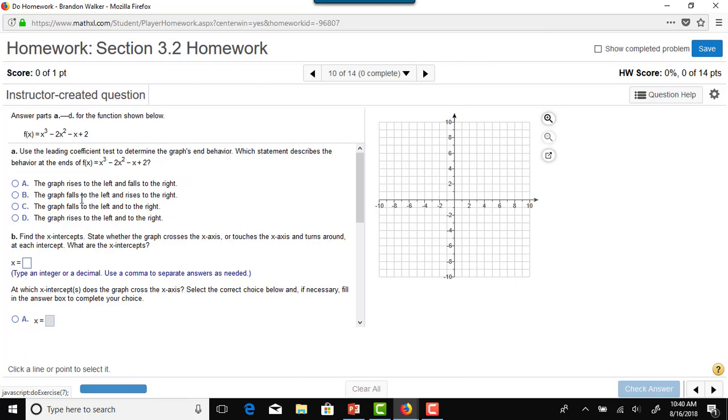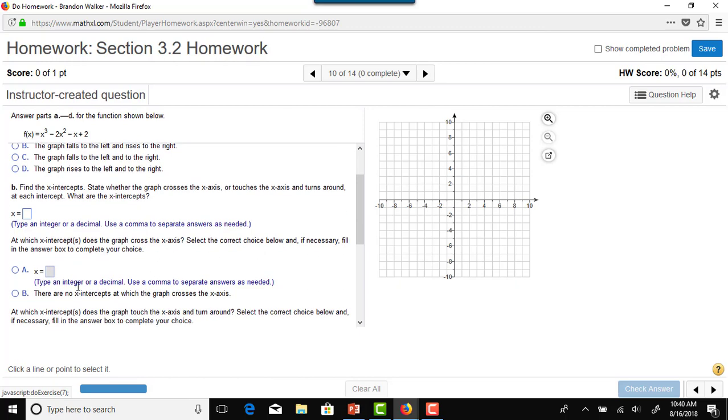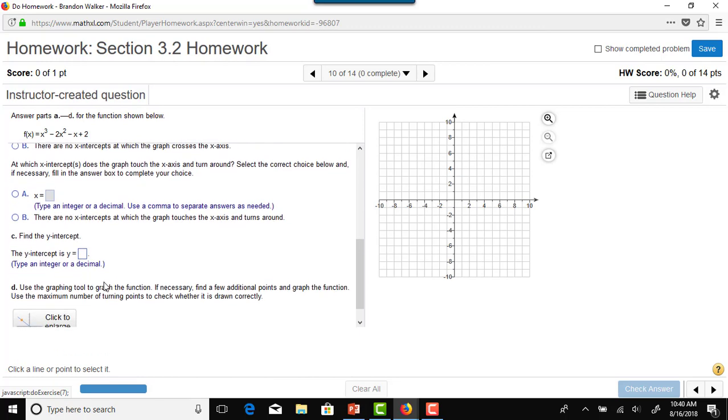In my case, the graph falls to the left and rises to the right. So as I go left, it goes down. As I go right, it goes up. So I would choose option B there. And then I have my zeros, and I can tell whether it crosses or touches and turns. In this case, all three of my zeros cross the x-axis. And then I was able to find my y-intercept. So you could answer those questions.